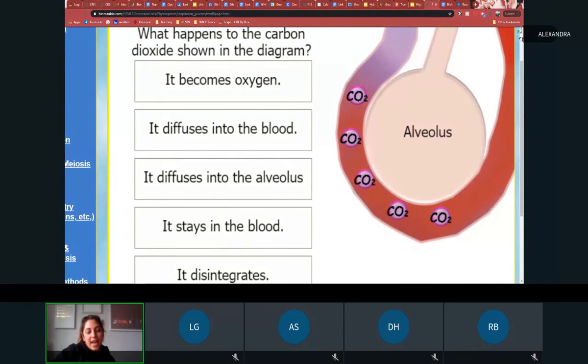So, what is going to happen to carbon dioxide? Right? What is the carbon dioxide? What's going to happen to it?